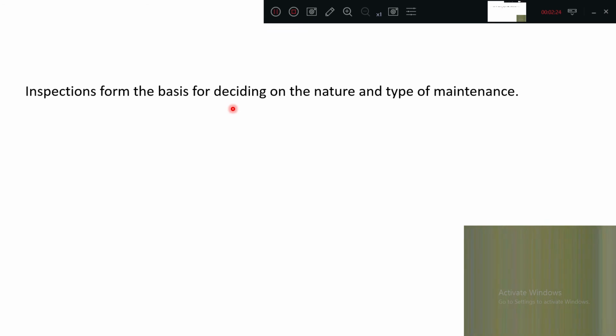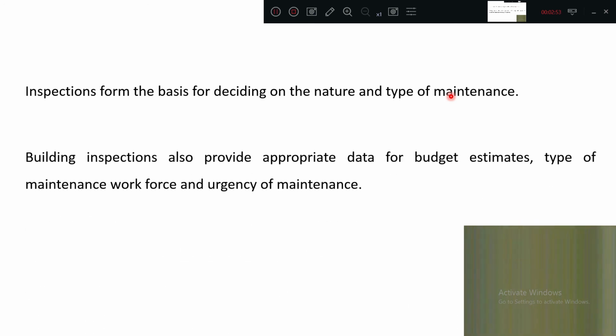Inspections form the basis for deciding on the nature and type of maintenance. Nature means what? Emergency, critical, non-critical. The person will give a report to the customer, and from there they are going to decide what action should be taken.